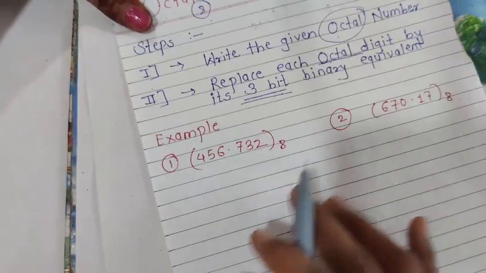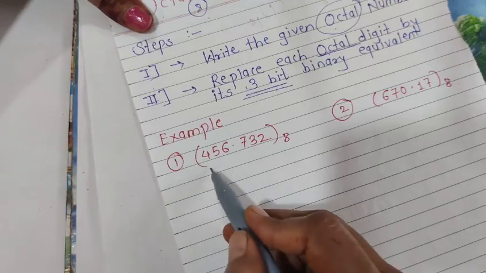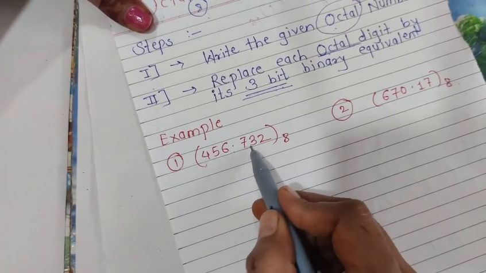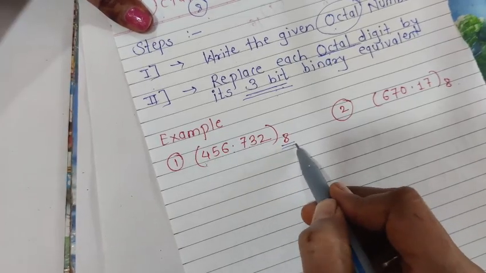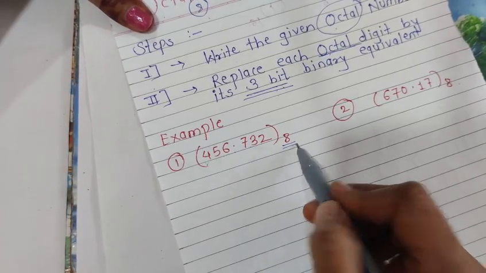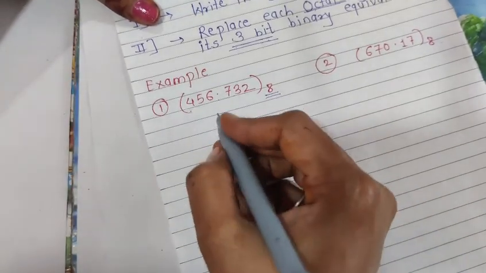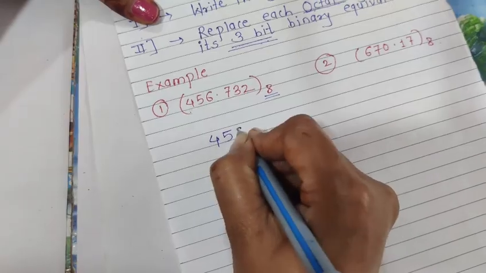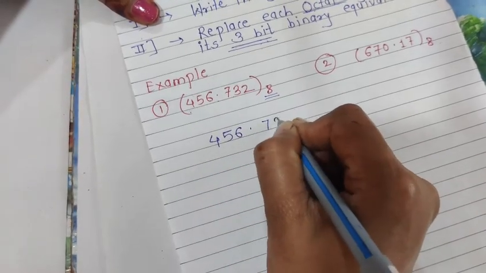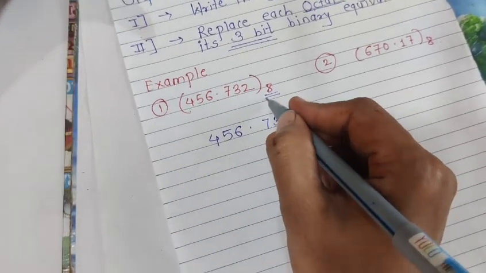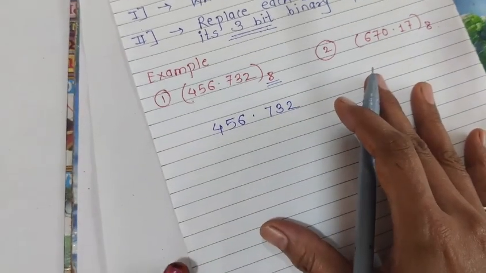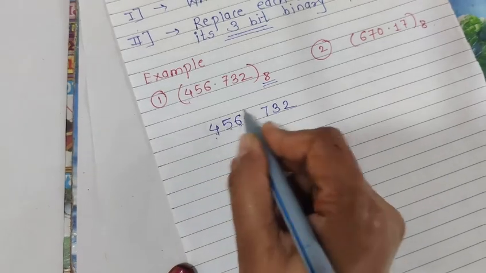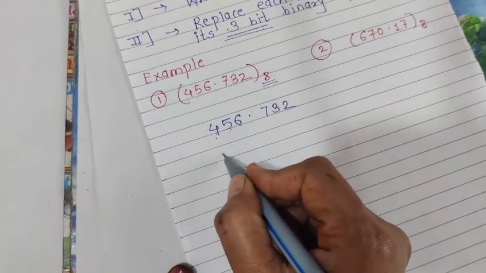Okay, let's see one example. What is the given example? We convert 456.732. This number is in octal form. We convert it into binary. So write down each and every digit of the octal number in 3-bit binary.